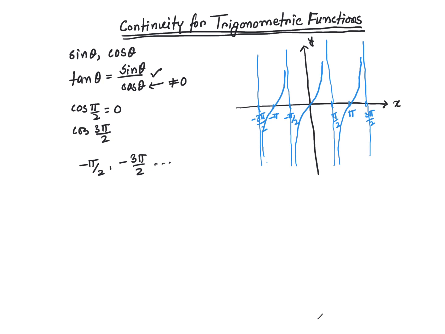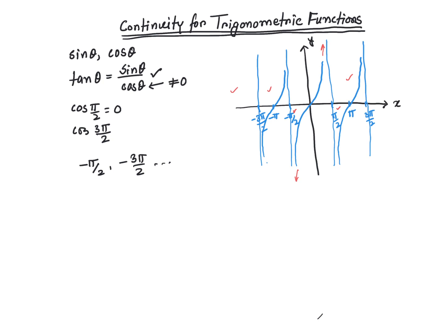So this is how tangent of theta looks in the interval between negative pi over 2 and pi over 2. As you know, cosine of pi over 2 is 0, so it goes towards positive infinity this way, and at negative pi over 2 it goes towards negative infinity. And similarly, this pattern keeps repeating, going to the left and to the right, and you can see the intervals where tangent of theta is continuous.